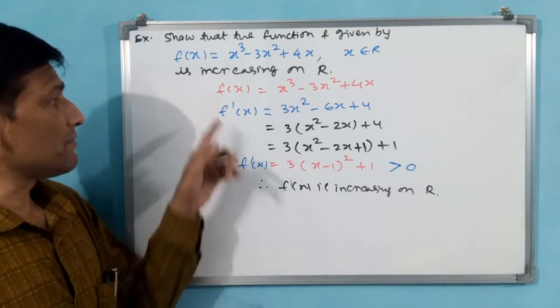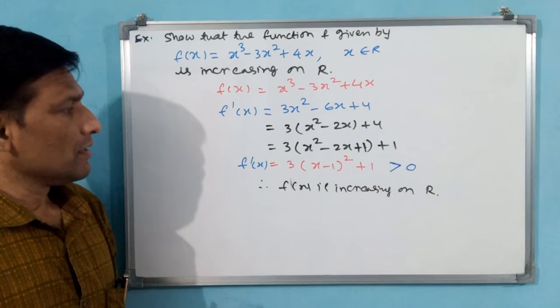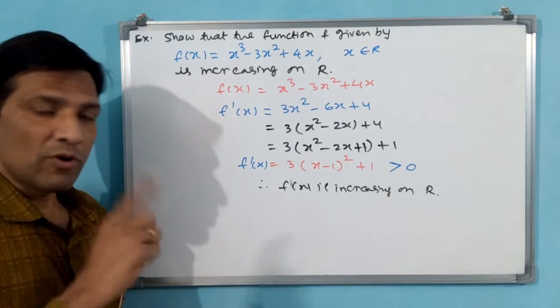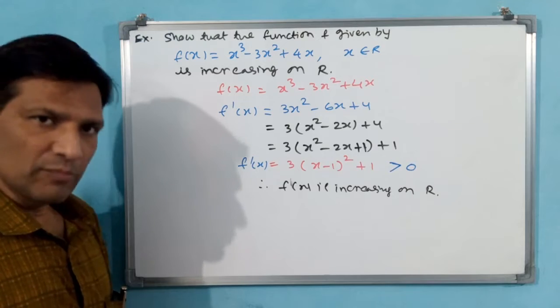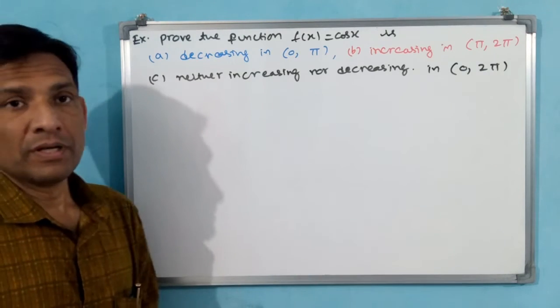See, this is the advantage if you do f dash x. Let us see one more example. 2 more examples we will see. Okay, let us go. See, next example.